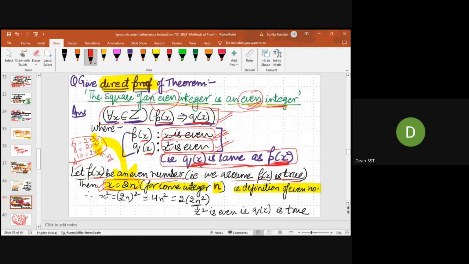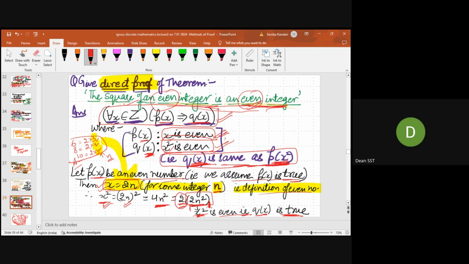So x is equal to 2n for some integer n, from the definition of an even number. Squaring both sides, I got x square is equal to (2n) whole square, which means 4n square. And I can represent this 4n square as 2 multiplied by 2n square. And what was our 2n square? An even number. So x square is even, that is qx is true. This is the simplest method. We haven't done anything; we have simply used whatever is given. So the square of an even integer is an even integer, because here 2 times 2n square means x square is even.